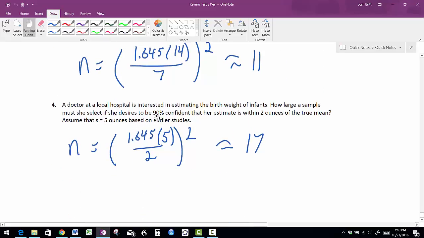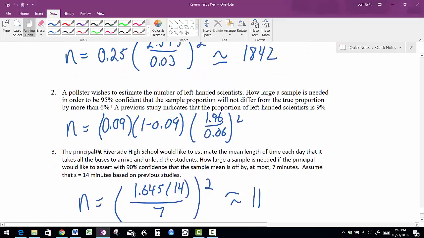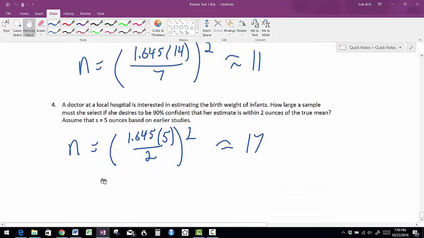Last question, 90% confidence interval. 90%, 1.645 from table 5. Standard deviation is 5. Within 2 ounces, and then you'll use margin of error is 2. And always remember to round these. Sample size questions, these 4, you will always round up. Always round up based on your formulas.